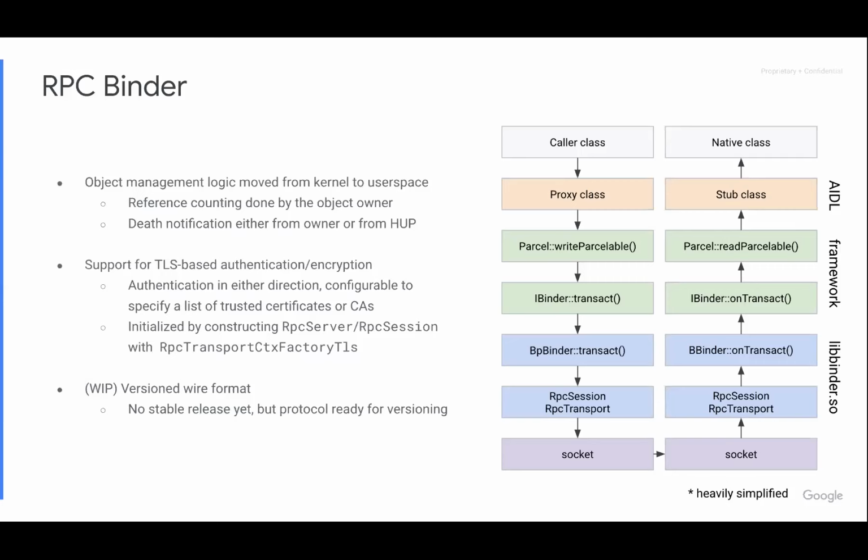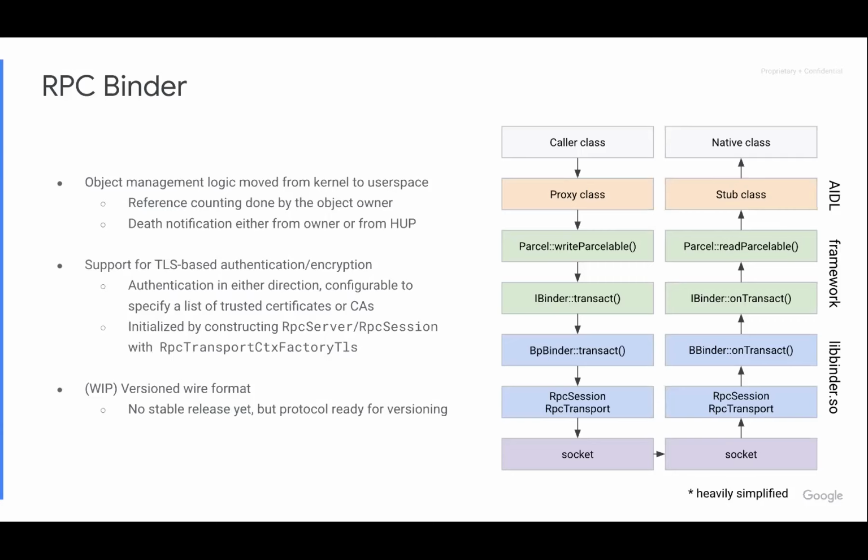What needs to change compared to the regular kernel binder is that now the object management logic cannot live in the kernel anymore, and it needs to be moved into user space. So with RPC Binder, the libbinder shared library is also doing the reference counting on the side of the object owner. And death notifications are either sent by the owner when the ref count of an object drops down to 0, or if the other endpoint closes the connection, if there's a hang up or a timeout.